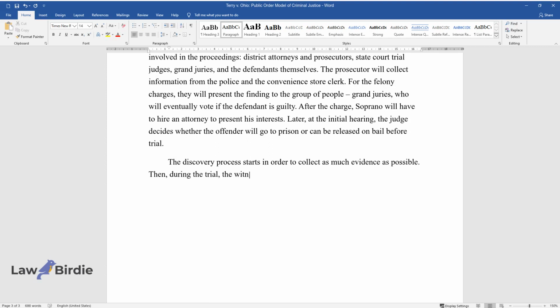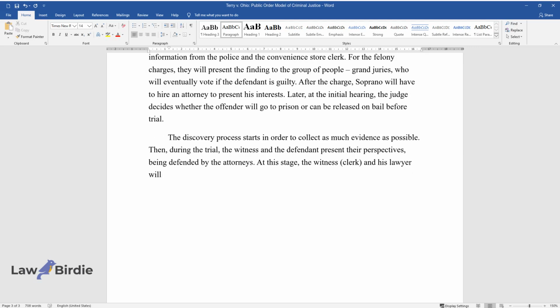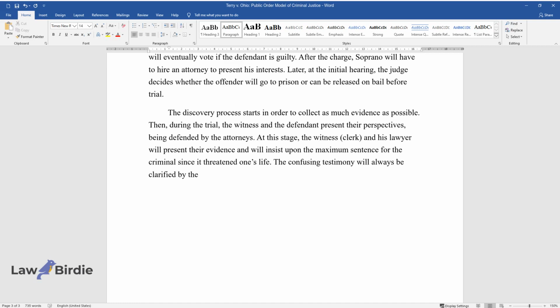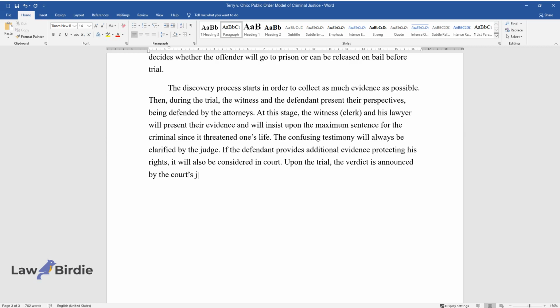Then, during the trial, the witness and the defendant present their perspectives, being defended by the attorneys. At this stage, the witness, clerk, and his lawyer will present their evidence and will insist upon the maximum sentence for the criminal since it threatened one's life. The confusing testimony will always be clarified by the judge. If the defendant provides additional evidence protecting his rights, it will also be considered in court. Upon the trial, the verdict is announced by the court's judges.